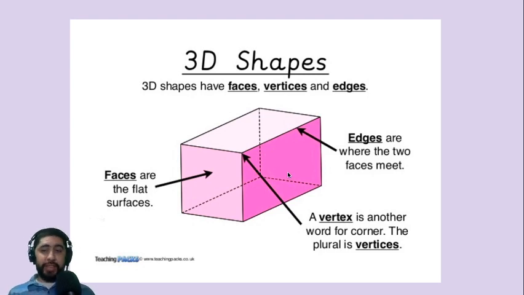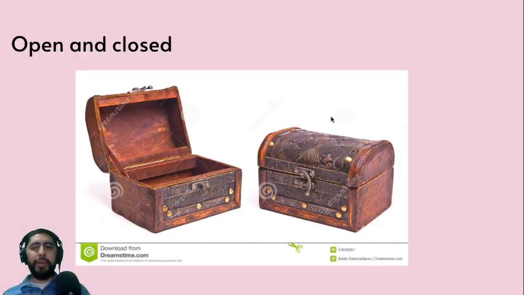Or faces. Both, actually. All right, so you don't need to know the specifics of that. That's just a little bit more information.